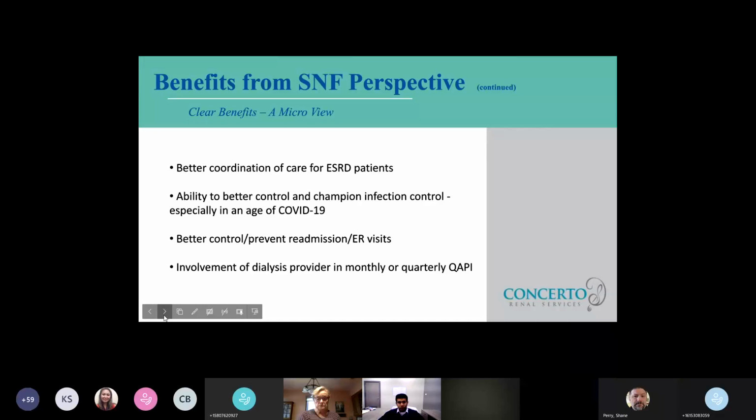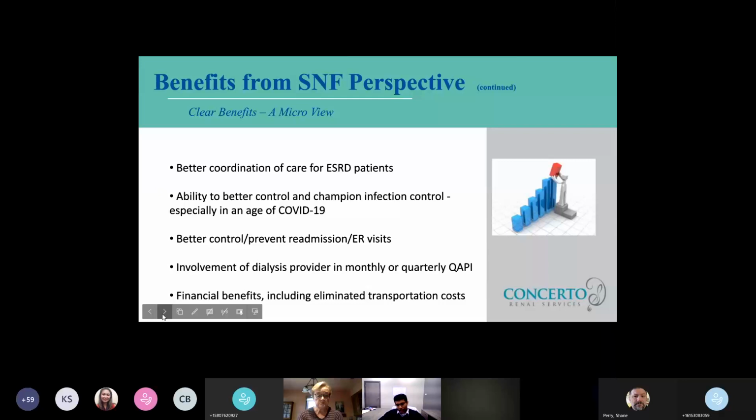That work very well. And again, last thing, an opportunity to involve the dialysis provider in your monthly quality improvement projects, or not projects, in your QAPIs. So you can hash out some of the problems or some of the things that you're doing very well, and keeps the coordination of care going.